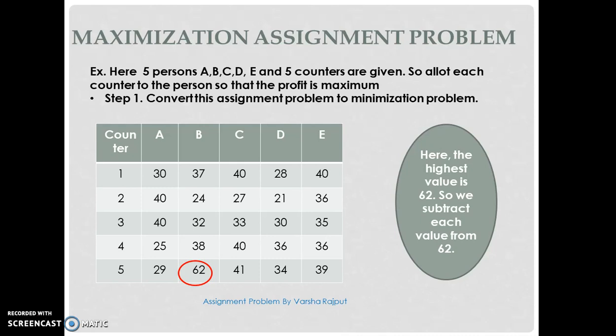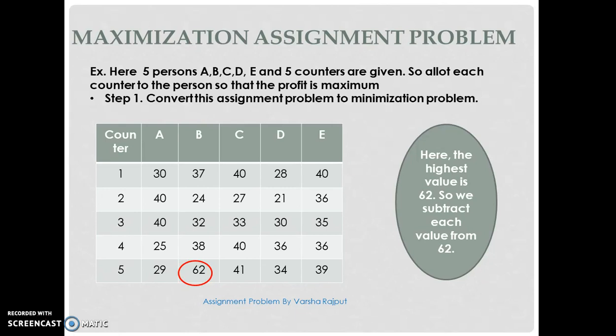Today we will discuss the maximization assignment problem. Here 5 persons and 5 counters are given. We have to allot each counter to a person so that the profit will be maximum. The Hungarian method is used to solve the minimization problem, so the first step is to convert this assignment problem to a minimization problem.